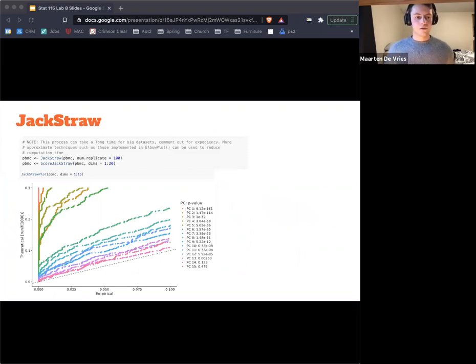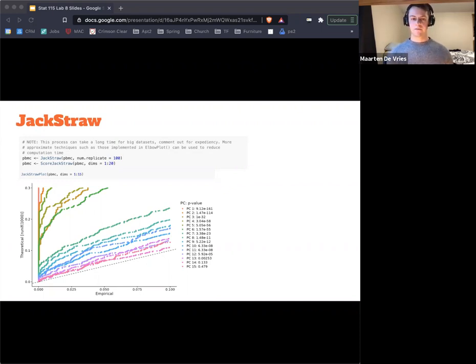This is something you will need to use in the homework. It's called Jackstraw. This can take a long time at first, so be aware of that. It's probably nothing wrong. You have to do Jackstraw, then score Jackstraw, and then you can do a Jackstraw plot. So why is this important?